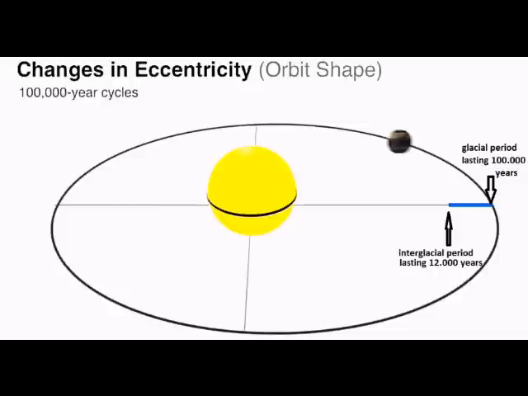Let me just show you what that is, but I'll briefly explain. When we're at an interglacial period, a warm period, our Earth is orbiting in an almost perfect circular motion. When we go into a glacial period, the orbital pattern changes and we go into an elliptical orbit, and that is what causes these 100,000 year cycles that we're going to have a look at now.